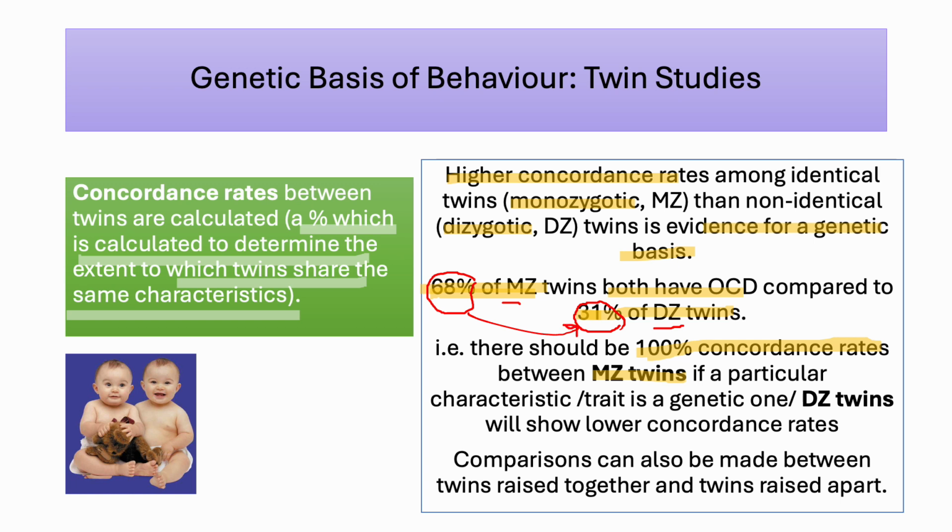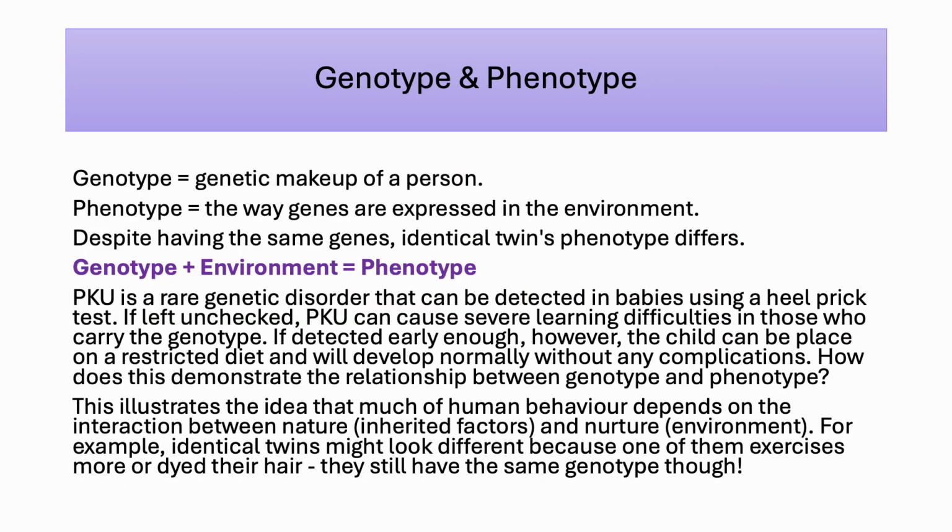Moving on to genotype and phenotype next. So your genotype is the genetic makeup of a person, your genes. Your type of genes, if you like. Genotype, your genetic makeup. Phenotype is the way in which your genes are expressed in the environment. So this little equation here, genotype plus the environment equals phenotype. And so we go back to this example of identical twins.